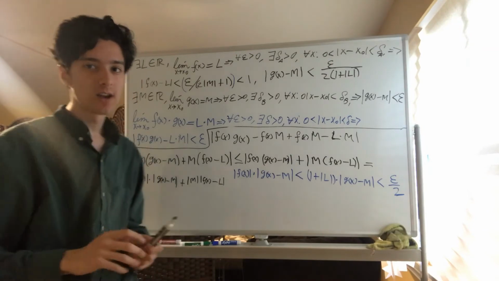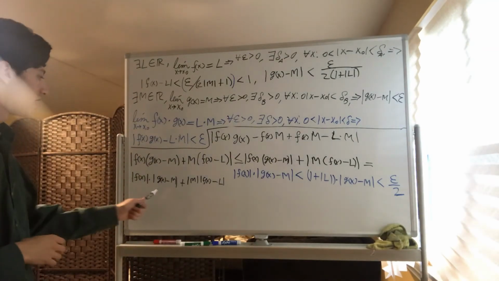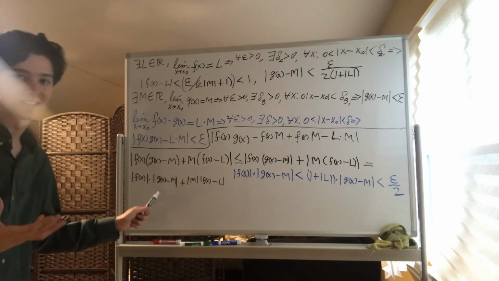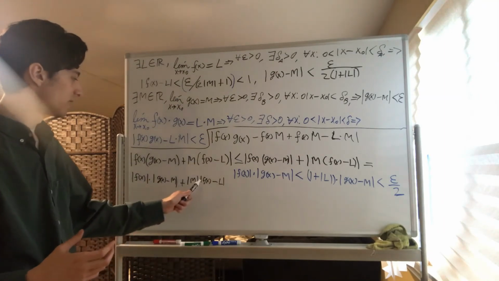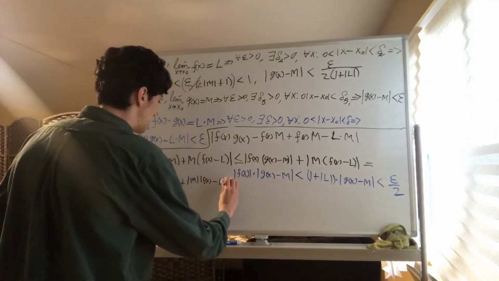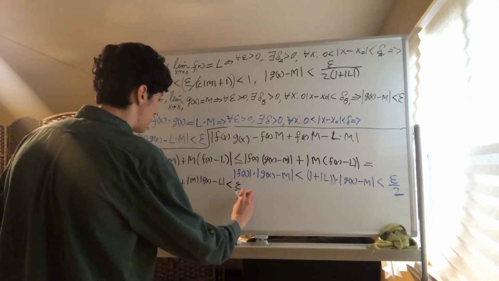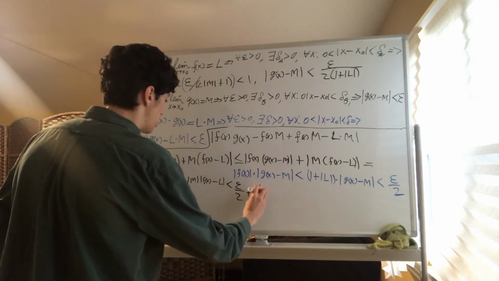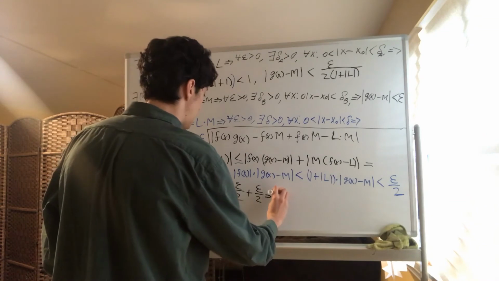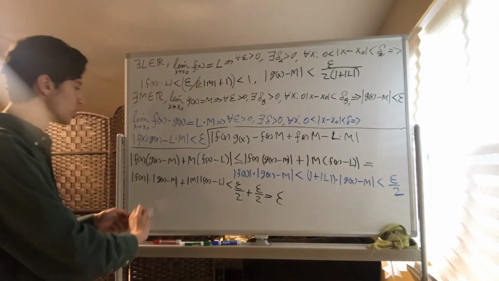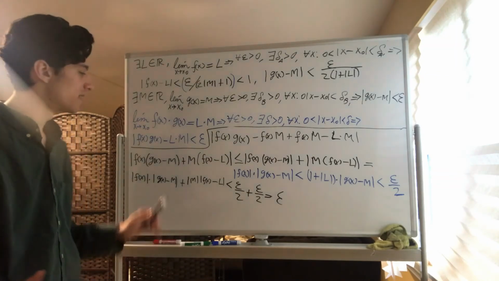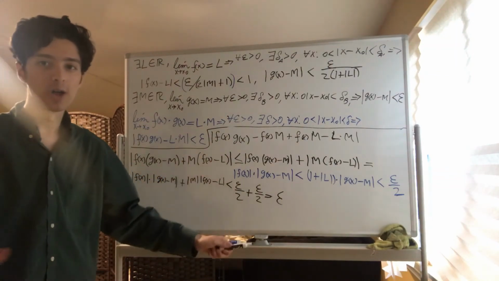Now we can look here and show that because of what our |g(x) - m| is less than, and what |f(x) - L| is less than, we get that this is less than epsilon over 2 plus epsilon over 2, which is equal to epsilon, which means that this term right here is less than epsilon. And this is what we would need to show to prove our limit.